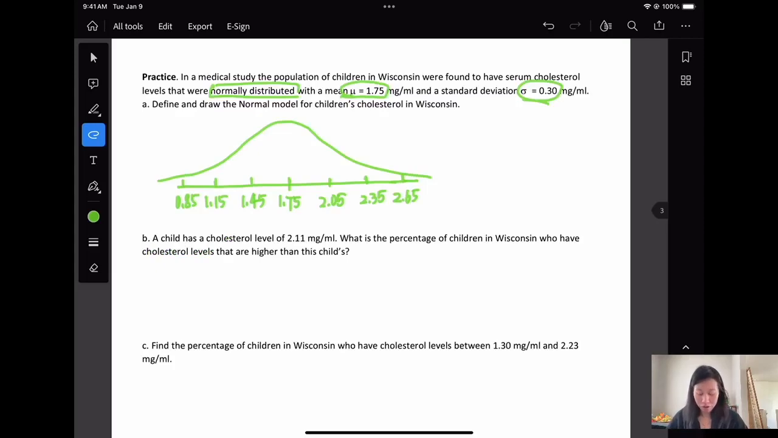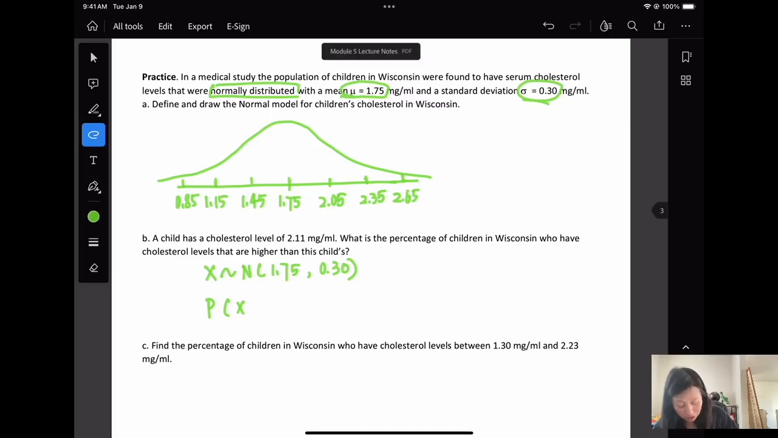All right. So the next question asks: a child has a cholesterol level of 2.11 milligram per milliliter. What is the percentage of the children in Wisconsin who have a cholesterol level that is higher than the child? So we let X follow the normal distribution with a population mean 1.75 and the standard deviation is 0.3. And then we want to find the probability that X is higher than that child, which is greater than or equal to 2.11. That's what we found out.